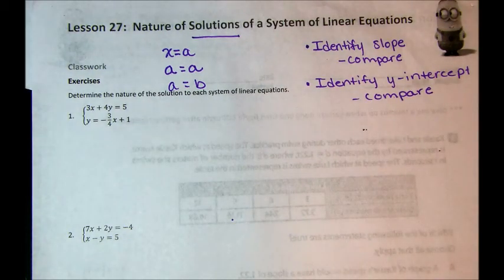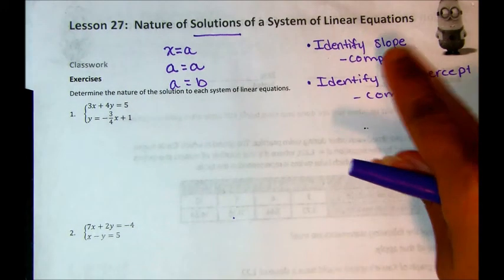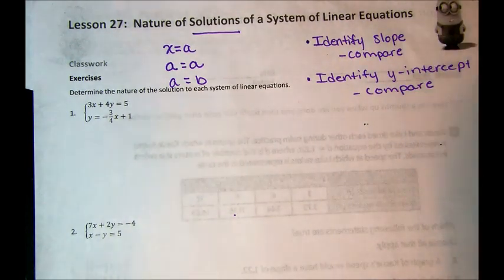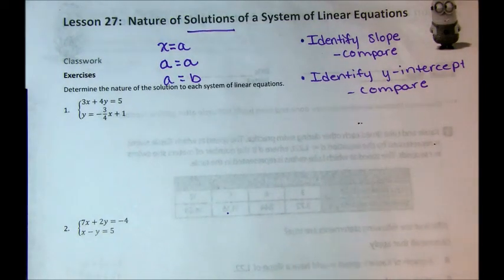What we're going to do in this lesson is identify the slope of two linear equations and compare them. And then we're going to identify the y-intercepts of both those equations and compare them. Then we're going to use our observations, our comparisons, to form conclusions about the graphs of the equations and their solution set. So let's take a look at number one.